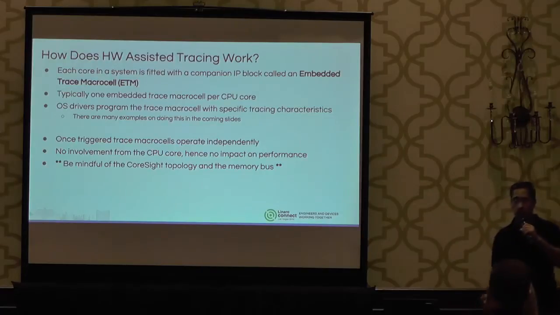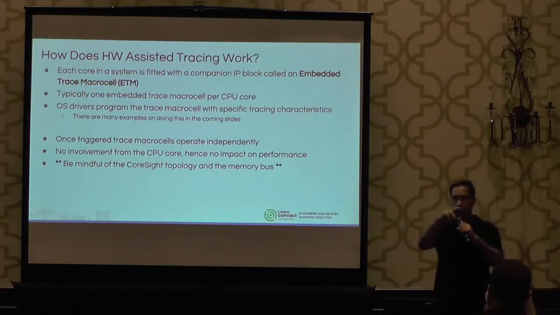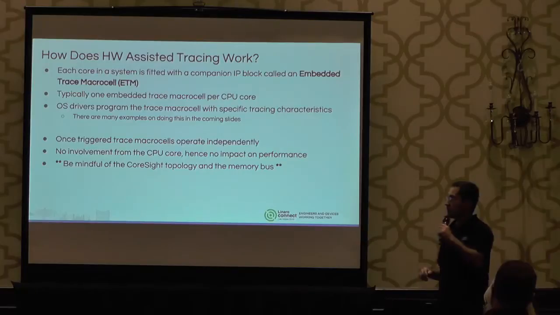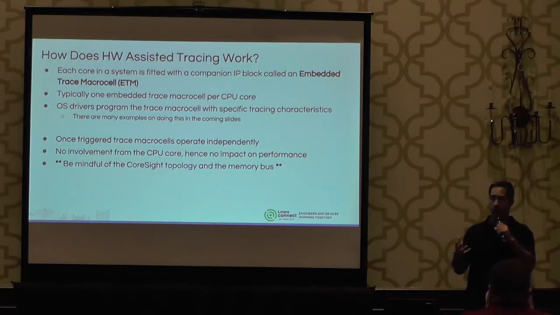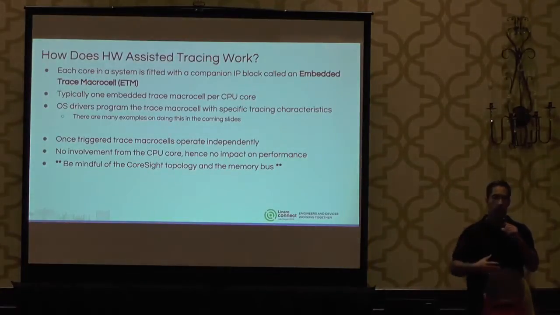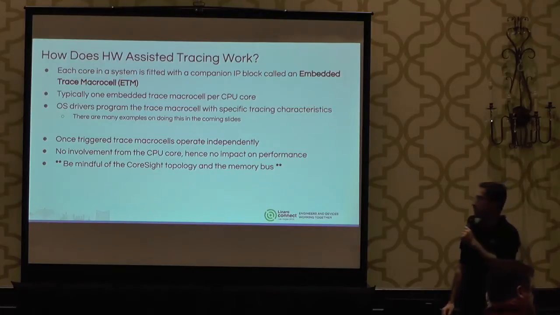Hardware-assisted tracing works by coupling an IP block, a CoreSight IP block called an embedded trace macrocell, with a CPU. There's usually a one-to-one mapping between a macrocell and a CPU. And once configured, there's no involvement that is required on behalf of the CPU while traces are being collected. As such, we're not impacting the processing that is done on the unit itself.